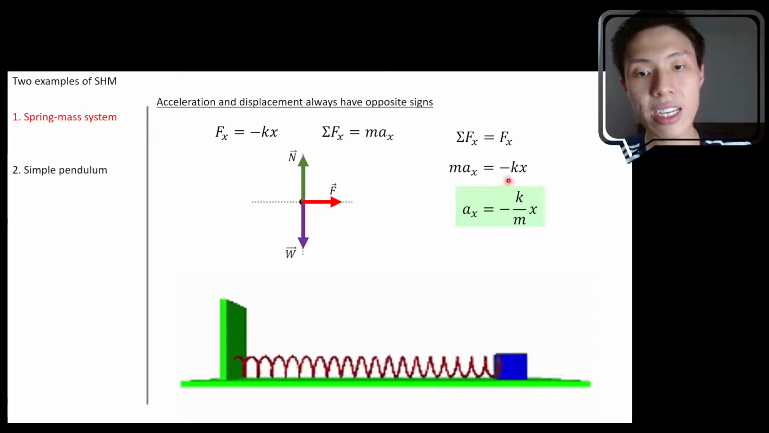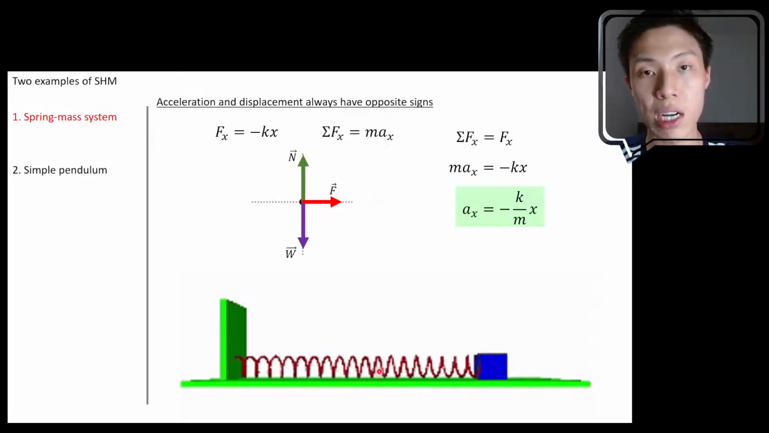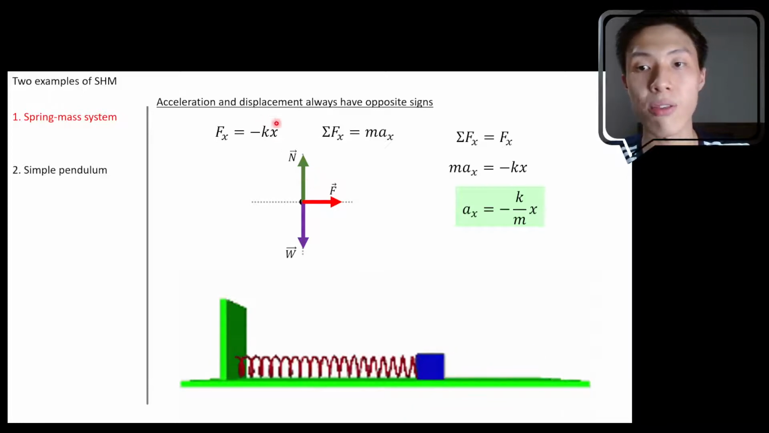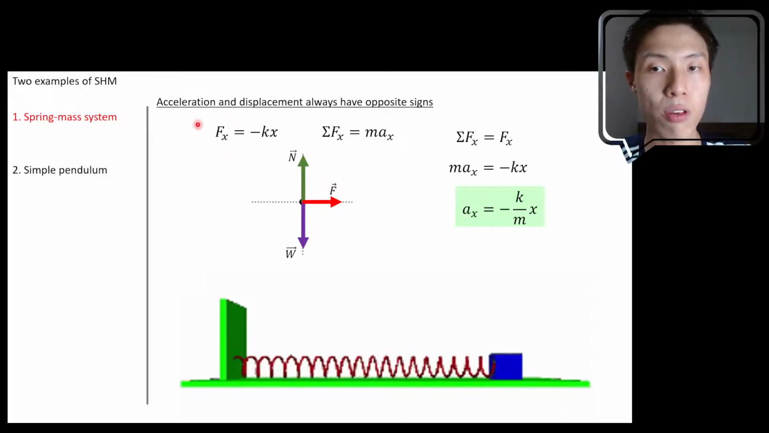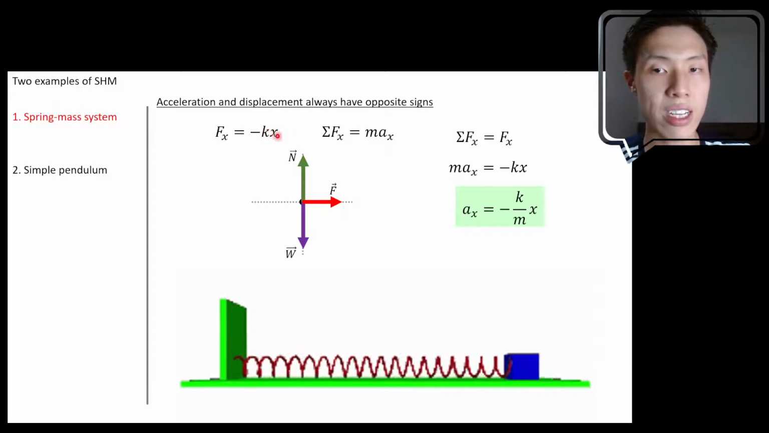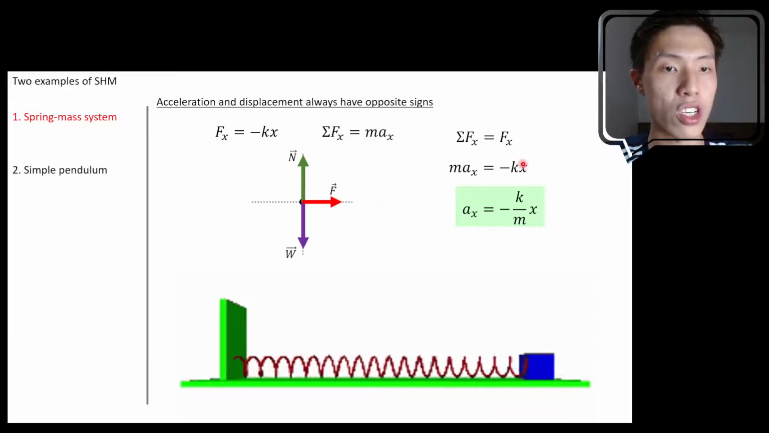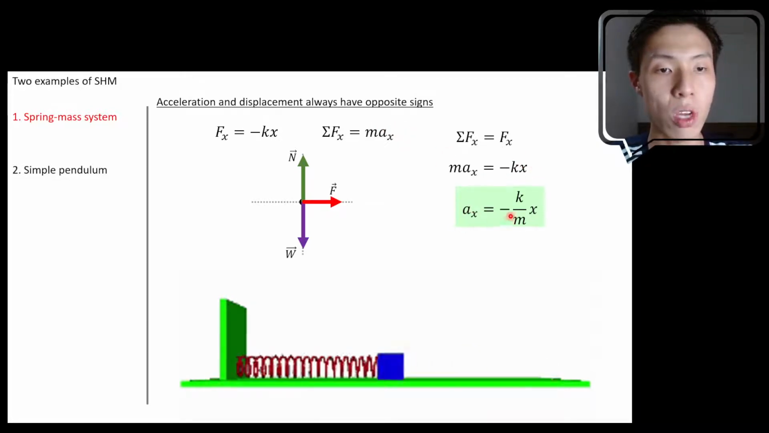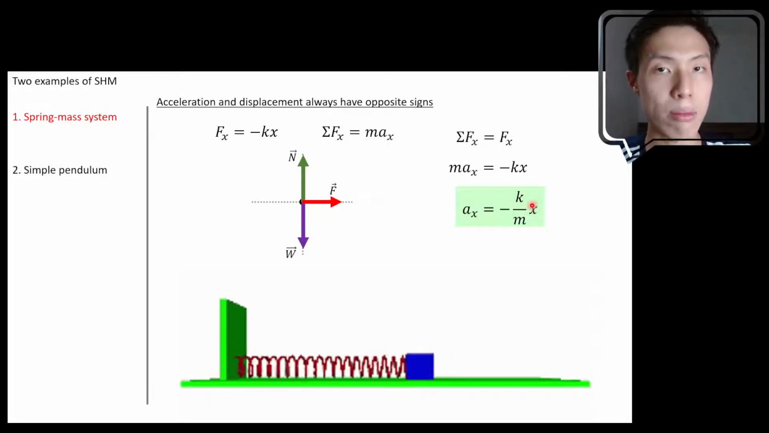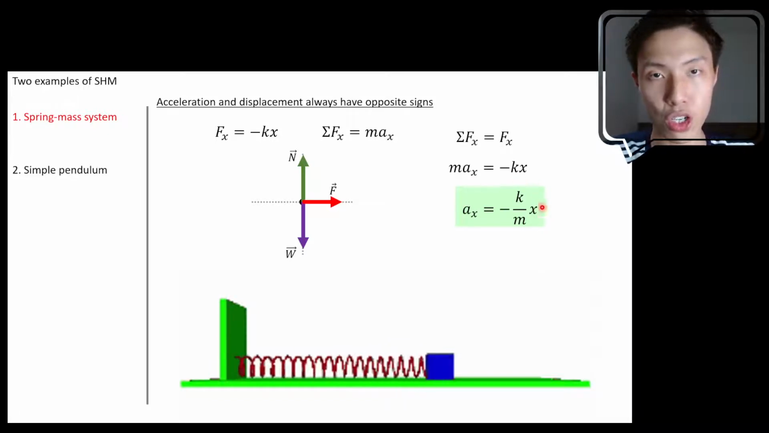So the idea is we want to determine the force acting in the dimension in which the object oscillates. We determine it to be the restoring force of the spring, and therefore the x component of the restoring force is negative kx. By equating it to mass times the x component of acceleration, we determine the equation: ax equals negative k over m times the displacement x. So the first thing to recall is this equation.